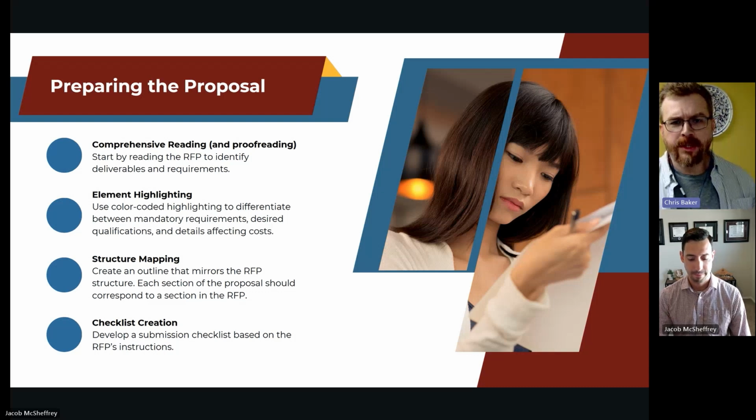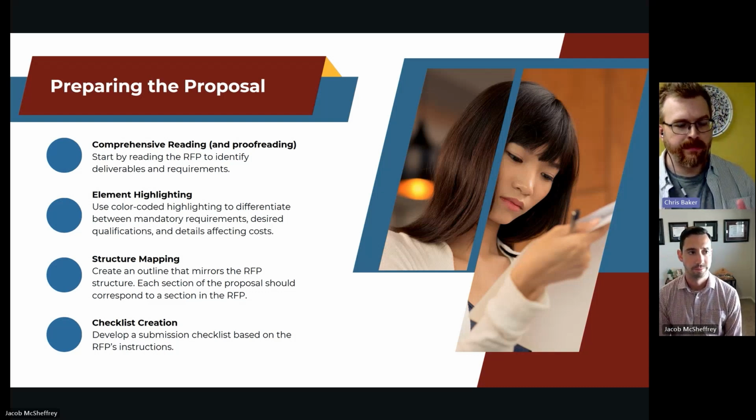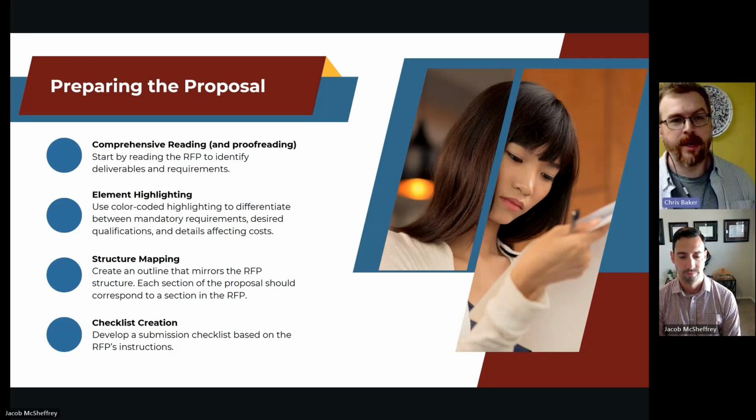So let's talk about the actual preparation of the proposal, the final document that you're going to be delivering to the contracting officer, to the government, to hopefully win the bid. And to hit on a point that we mentioned earlier, thoroughly reading the RFP itself is key, and we'll give you some tips on how to do that.